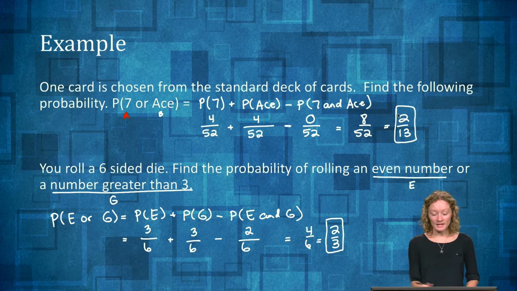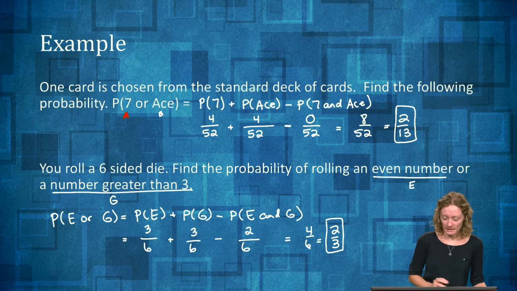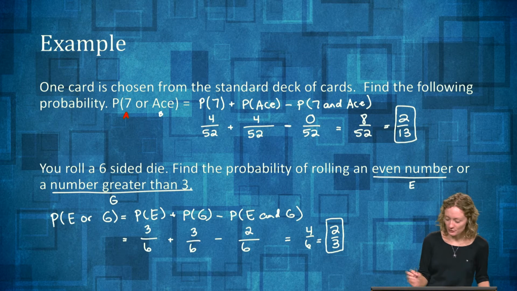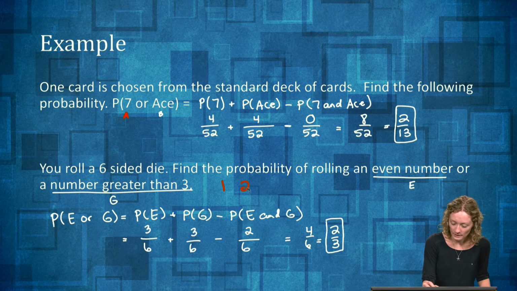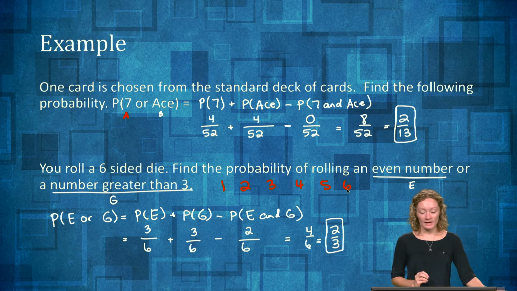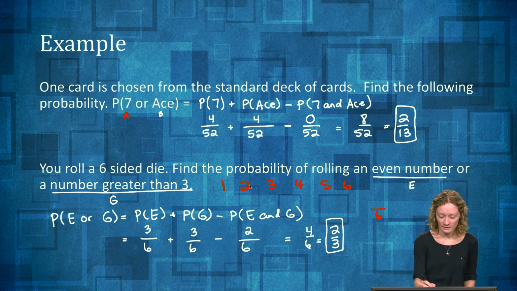Now, in both of these cases, I used the formula. You don't necessarily have to use the formula. You can think through the problem a different way. So let's go with the second example, because this one's a little bit easier to visualize. Our options are 1, 2, 3, 4, 5, 6. Of the 6, how many are going to meet our criteria? So we want even or a number greater than 3. I'm just going to circle all of those that meet either one of the 2 criteria.